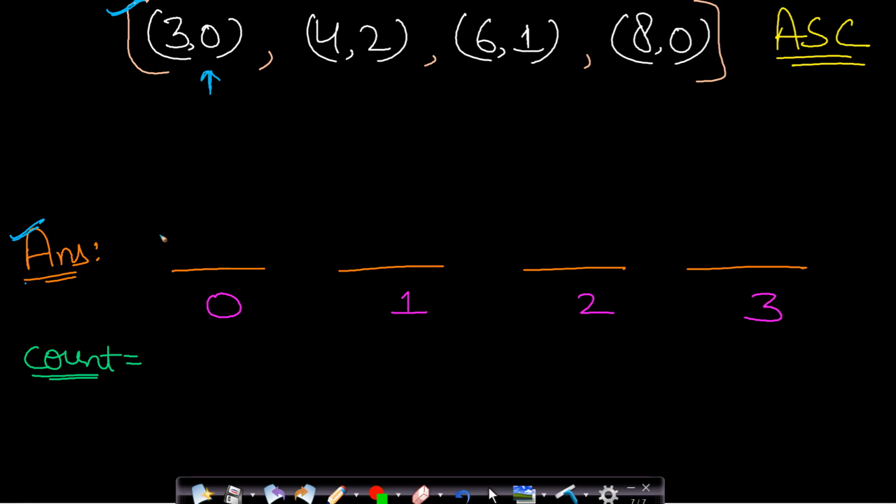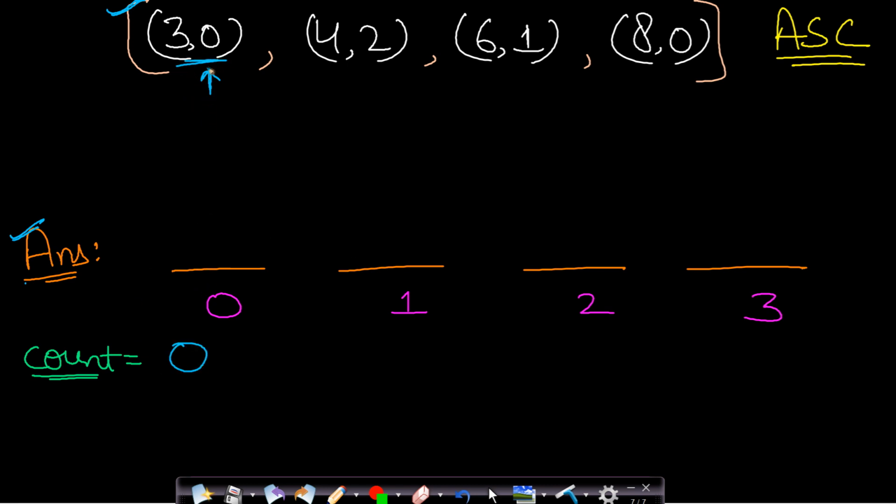So I will assume that all these values are -1, indicating that the position is blank. Now I will start processing from the first element, which is 3, 0. Now I will have a counter as well, which will keep count of the second value. So this counter will be initialized with the second value, which is 0 in this case.